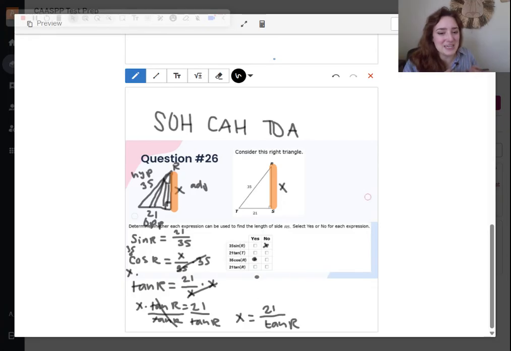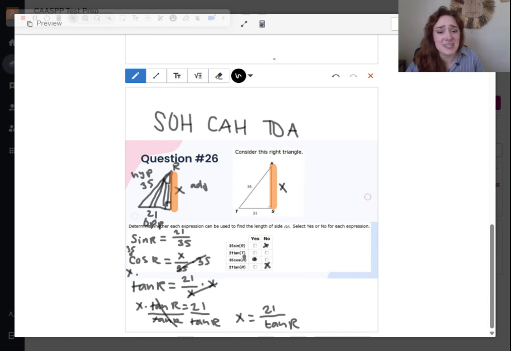This one, I want it to work because it has all the numbers, but it's not in the right format. It's not 21 times tangent of R. That will not give us X. It has to be 21 divided by. Even though it's really tempting to say yes, it will work because it's the right numbers, it's not in the right order, so unfortunately it will not help. Or even if they put it as 21 times 1 over tangent R, it would still be talking about this, but this one does not work. I'll do an X, so it's consistent here.